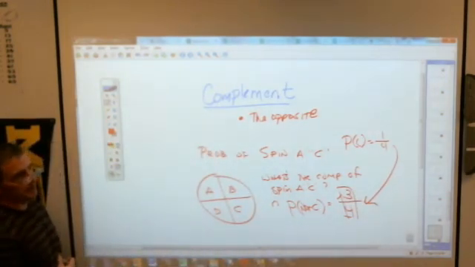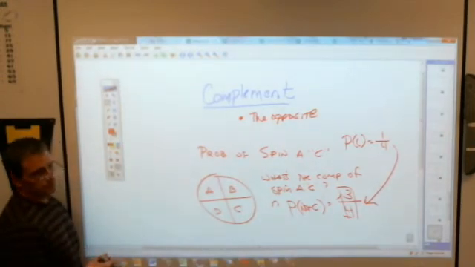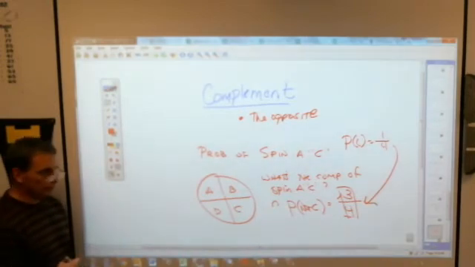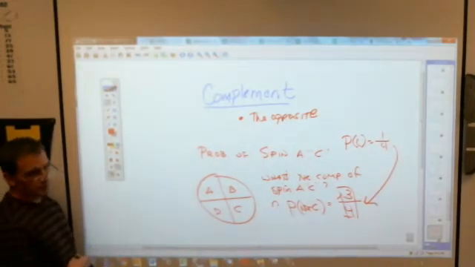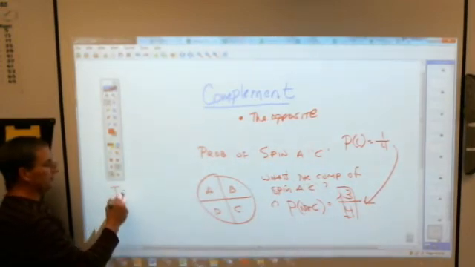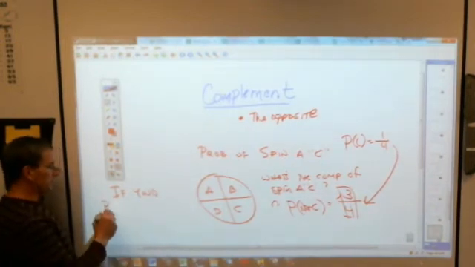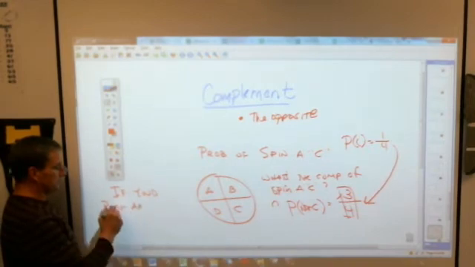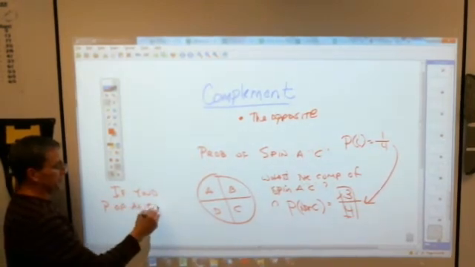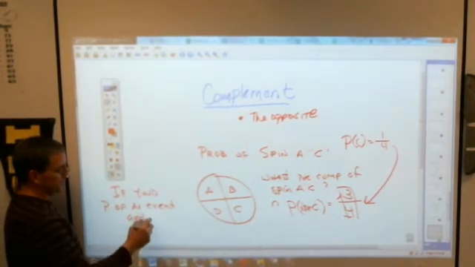What's the complement of flipping a head? Flipping a tail. What's the probability of that? 1/2. And here is what the book makes a very big point about. If you add the probability of an event and its complement, you always get what?